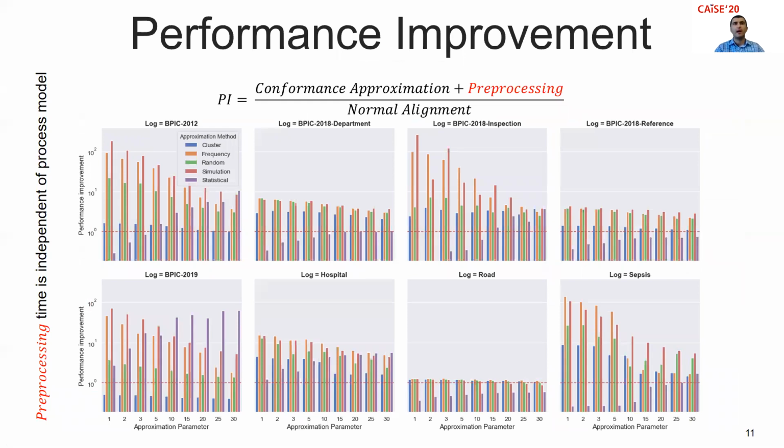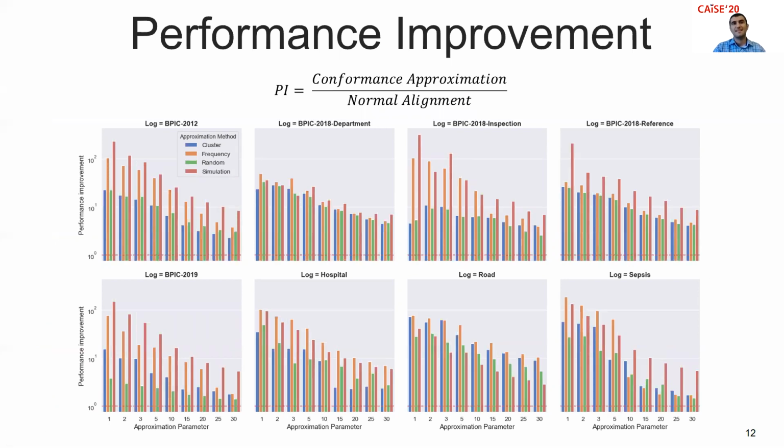Here you can see how, using approximation methods, we are able to improve the performance of conformance checking. Note that in this figure, we consider the pre-processing time, which corresponds to the time that is required to select trace variants. This pre-processing time is high for the clustering method, but for random selection, for example, it is very low. We can see that by increasing the approximation parameter, the improvement is reduced most of the time. We can also see that the statistical sampling method is not able to improve the performance of conformance checking for some event logs like Sepsis, because we have lots of unique trace variants there.